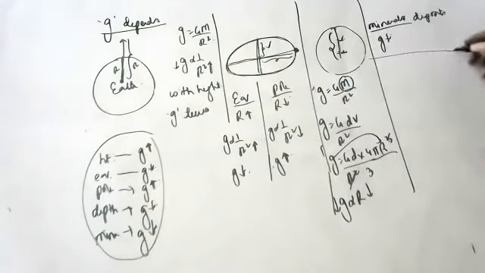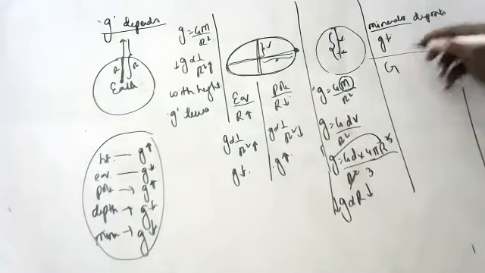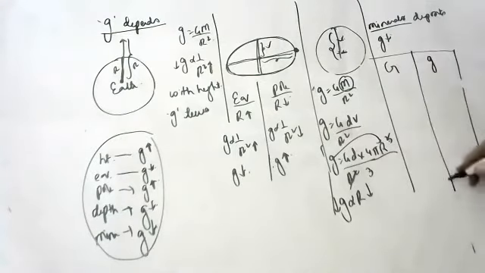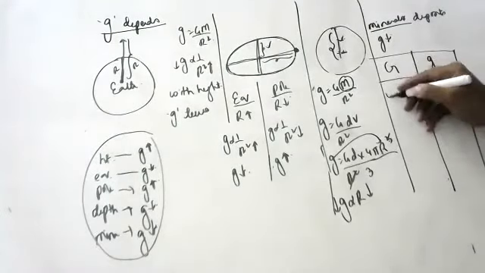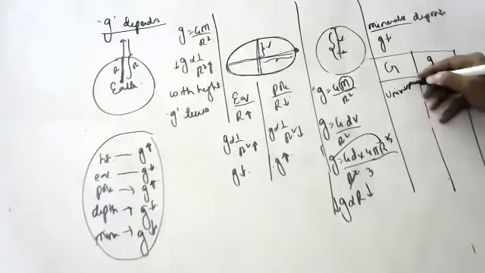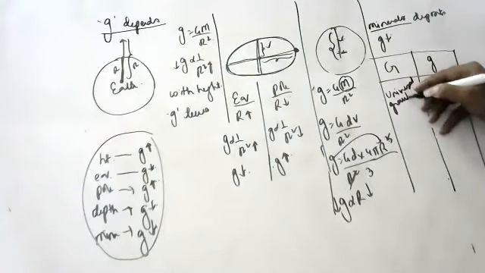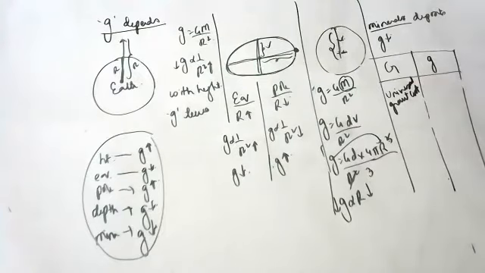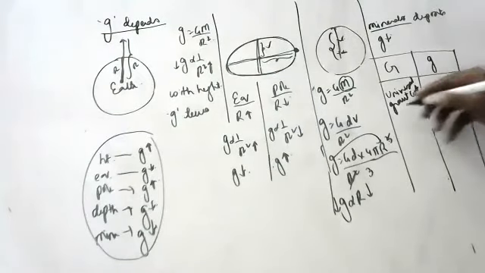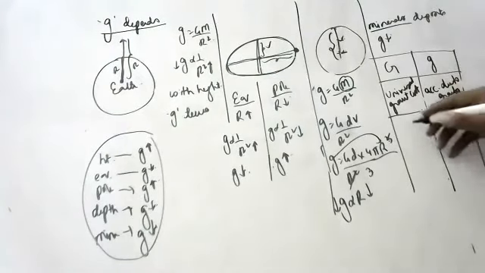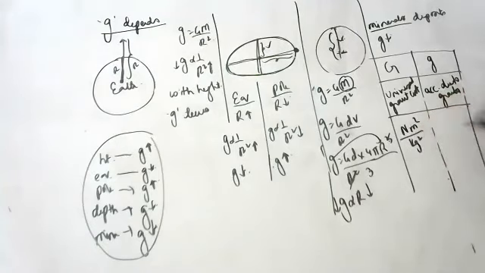Children, now we will discuss the overall differences between big G and small g. Big G is called the universal gravitational constant. Small g is called acceleration due to gravity. Big G units, what, children? Newton meter square per kg square.